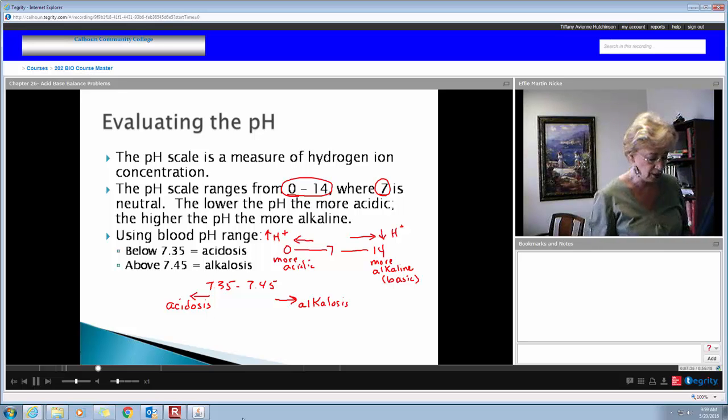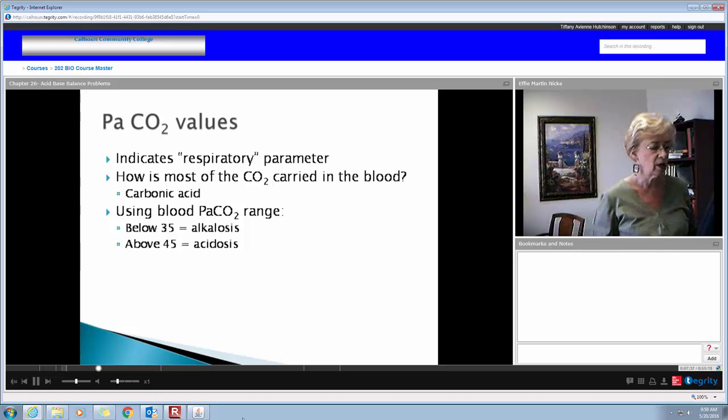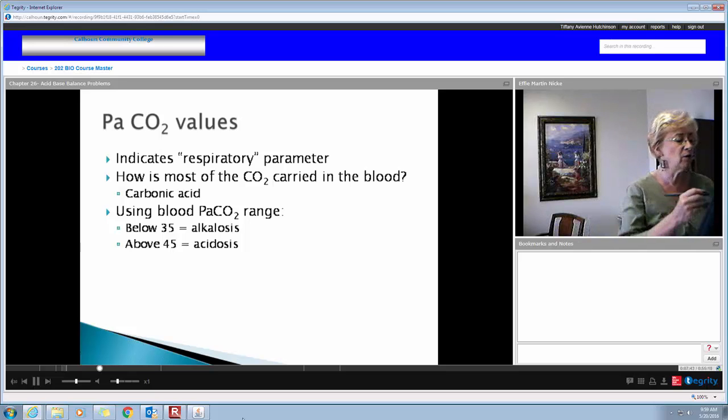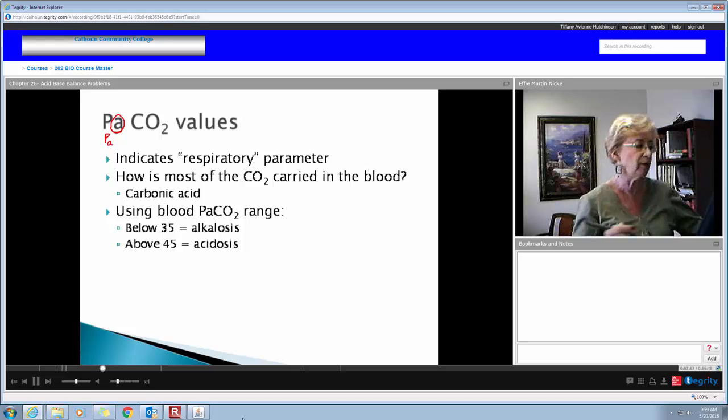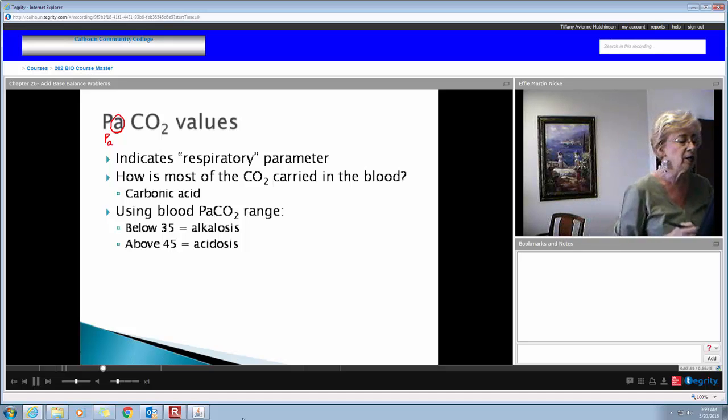So let's go on to the next slide. We're going to look at the pressure of carbon dioxide in the arteries. We say P sub A, so that really should be written P and a little a down there. It's the partial pressure of carbon dioxide in the arteries. That's what the A stands for.